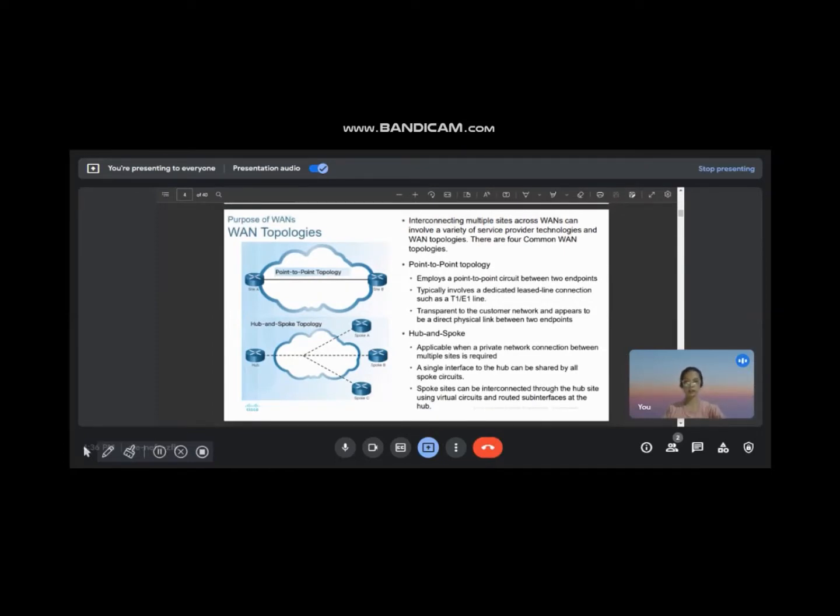Connecting multiple sites across WANs can involve a variety of service provider technologies and WAN topologies. There are four common WAN topologies. First, let's begin with the point-to-point topology.